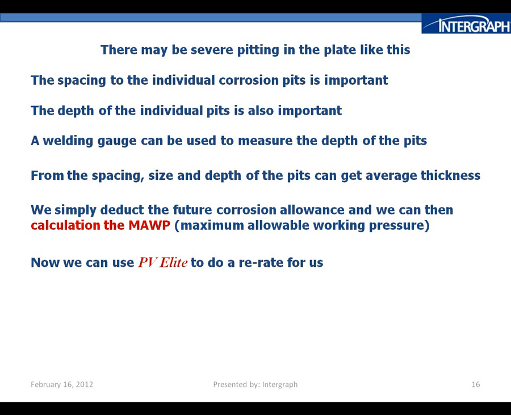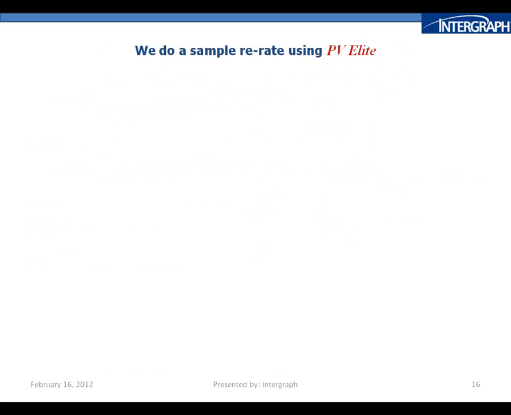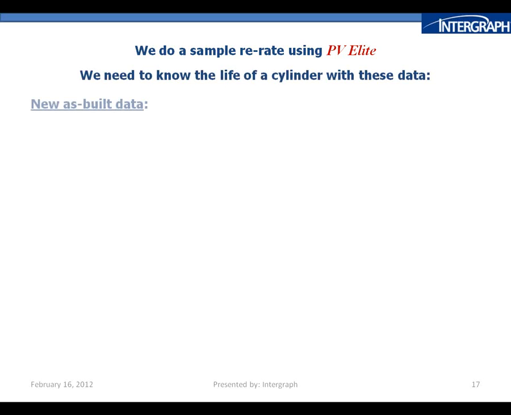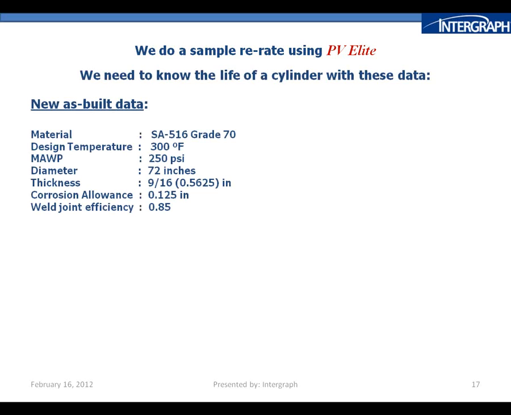Now let's use PV Elite to do a re-rate for us. So let's just use a hypothetical case. Now we have a vessel, and the as-new material, or the as-new data is like this. We've got a material 516 grade 70. The design temperature was 300 degrees. The MAWP was 250 psi. The diameter was 72 inches. Thickness was 9/16. The original corrosion allowance was 0.125, and the weld joint factor is 0.85.